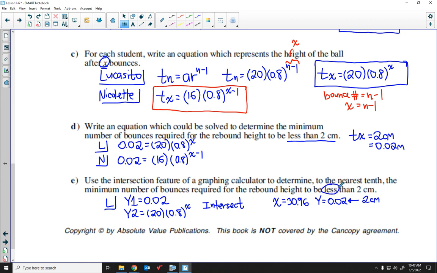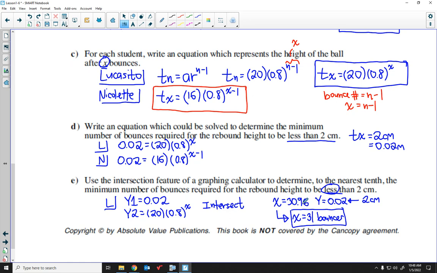Now, it does say we want the rebound height to be less than 2 centimeters. So to be less than 2 centimeters, we'd actually have to go beyond this number. So in this situation, I'm actually going to round this 30.96 up. Because if you go beyond 30.96, then immediately I'm going to be less than 2 centimeters. So this would then turn into x is equal to 31 bounces. So if you're dealing with a physical problem, you kind of have to stop and think about, like, does it make more sense to round it up or round it down? Here we round it up because to get less than, this would actually be the number if it was exactly at 2 centimeters.